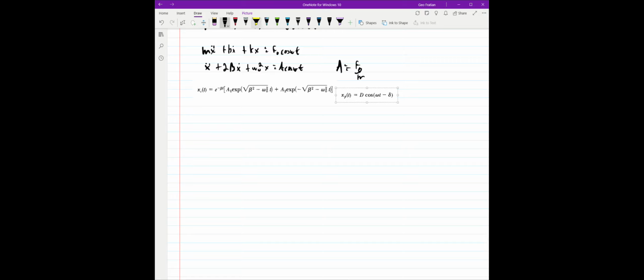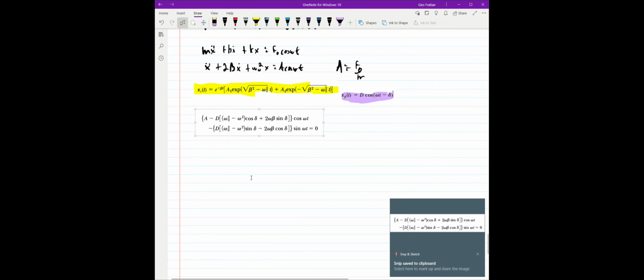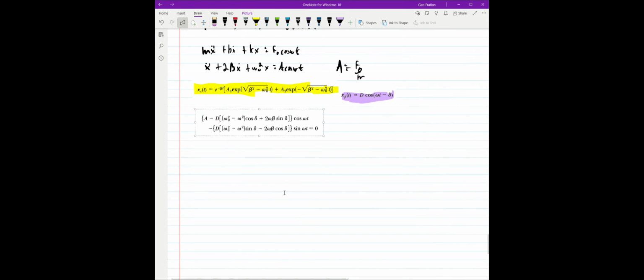In other words, this is our left side, which is our ordinary homogeneous differential equation, and this is our right side, which is our particular solution of a cosine omega t. So we can substitute into our equations, and we get this, and we can expand cosine of omega t minus delta and sine of omega t minus delta, and this is what we get.